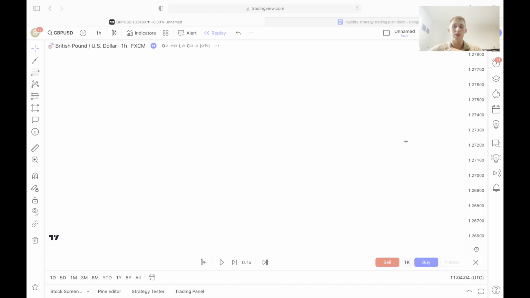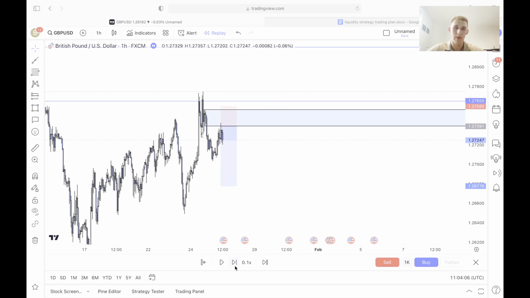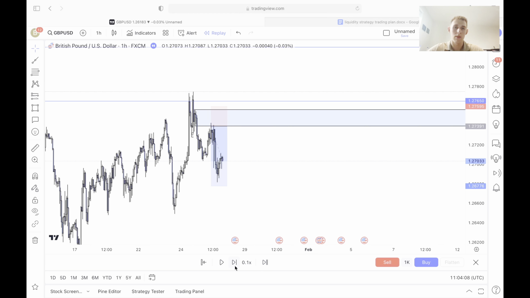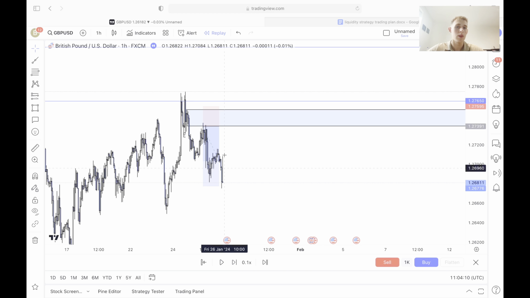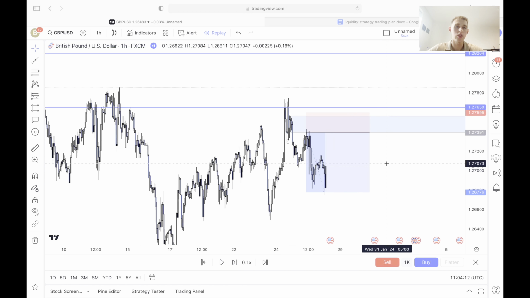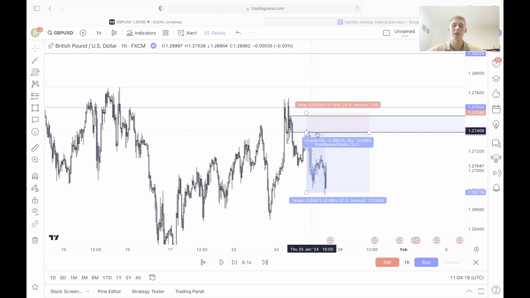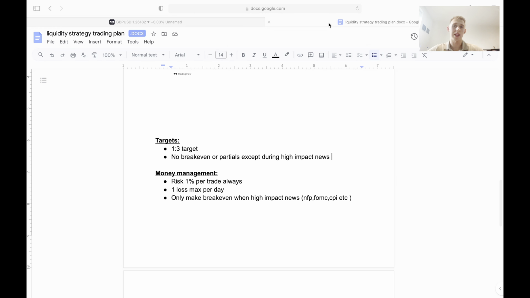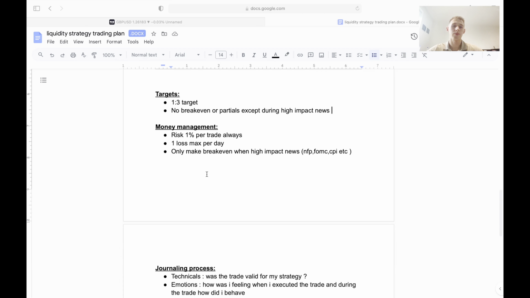And then if we play this on the higher time frame, and there we go, another nice trade. Sweep of liquidity, break to the downside, area of supply created with imbalance, then enter on this area. So that's it for the strategy itself.